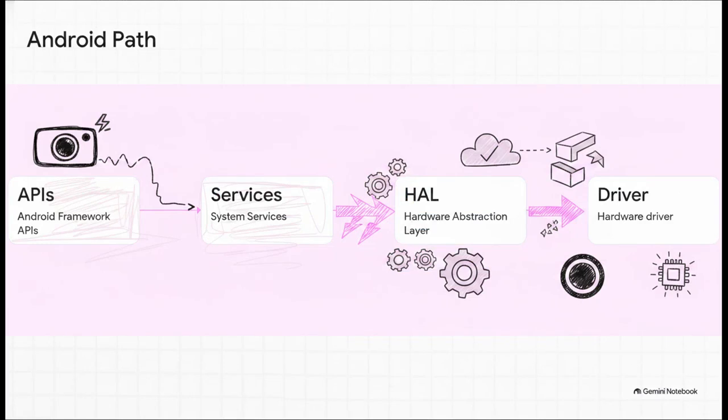First, your code calls the Android framework's exposed camera APIs. The framework basically says, "I got this," and hands the request off to the underlying system services. Those system services then talk directly to the HAL, our hardware abstraction layer. The HAL takes that and translates it into the highly specific instructions needed by Step 4, the actual hardware driver for that exact physical camera lens.